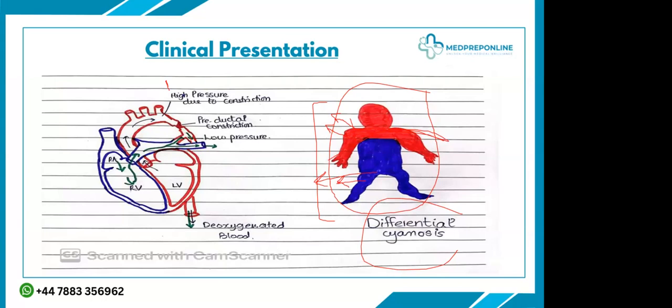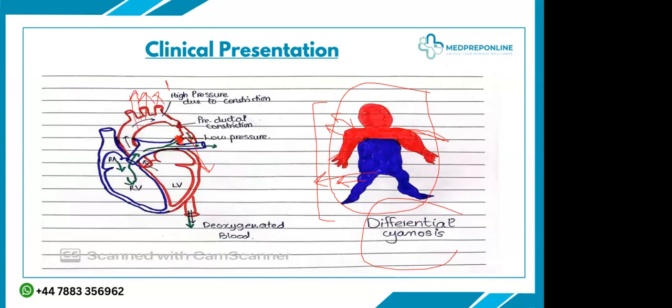Here. Now just remember, see that this PDA has been closed. Now there is no flow in this descending aorta, or very little, because of the severe constriction. So the pressure here will be high. So this is going to supply the upper extremity, upper trunk.